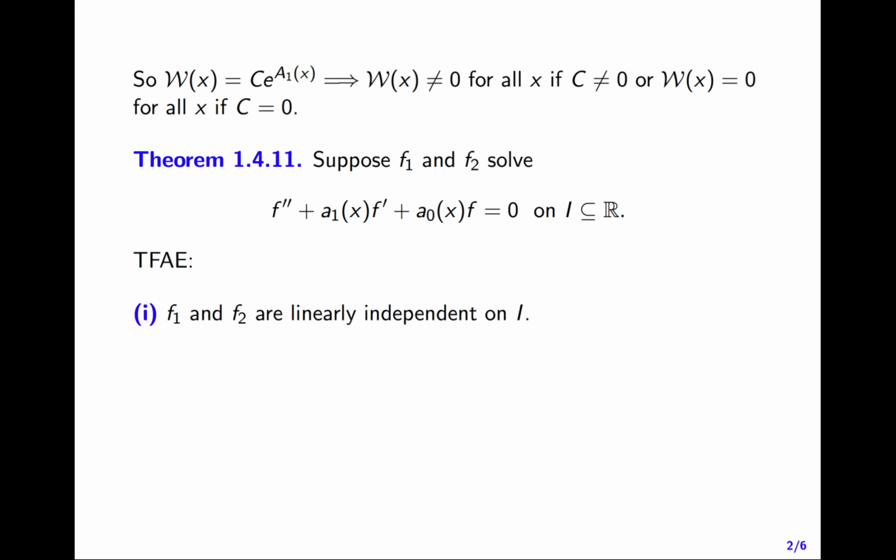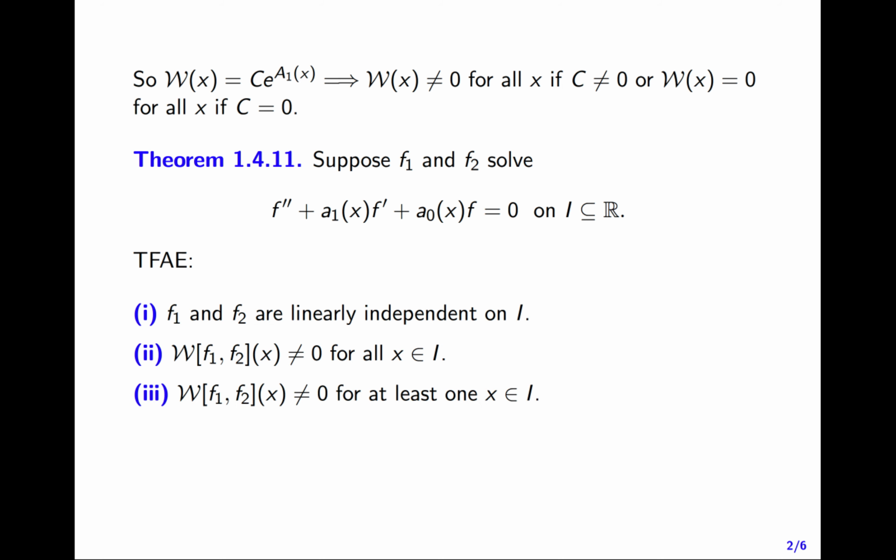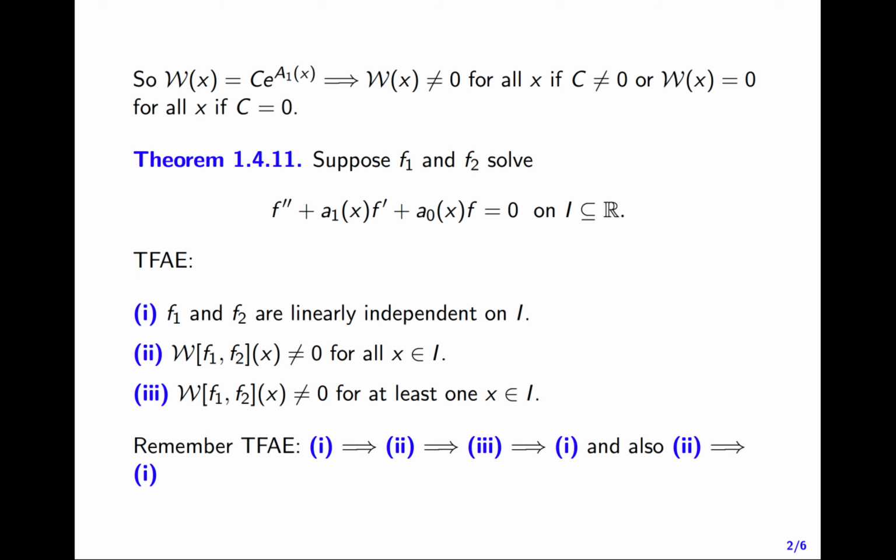First, f1 and f2 are linearly independent functions on the interval I. Second, the Wronskian on f1, f2 is non-zero for all x in I. And third, the Wronskian on f1 and f2 at x is non-zero for at least one x in I. So you have three useful properties related to the Wronskian and linear independence, and they are all equivalent. So if I know one of these three properties, I know the other two hold. That is, 1 implies 2, 2 implies 3, 3 implies 1, and also 2 implies 1, and 3 implies 2. So we are going to prove this step by step.